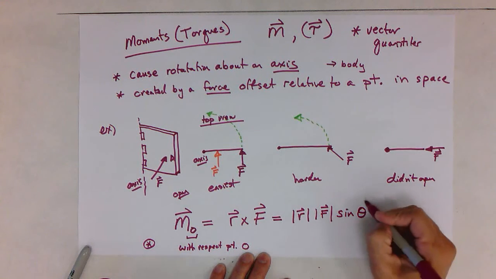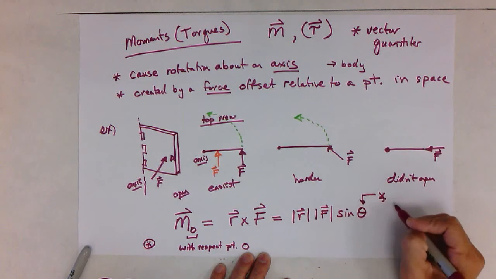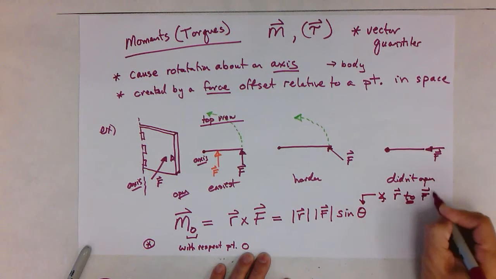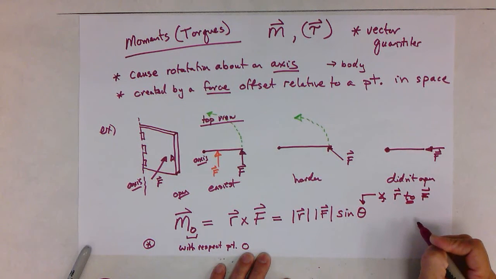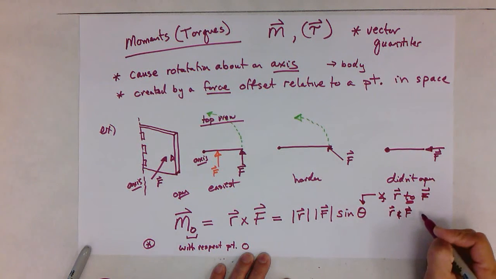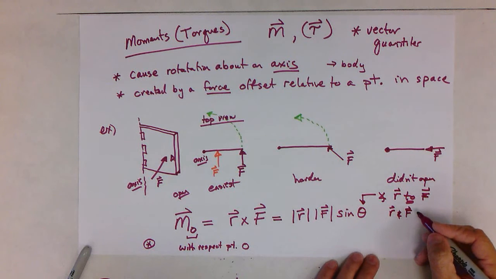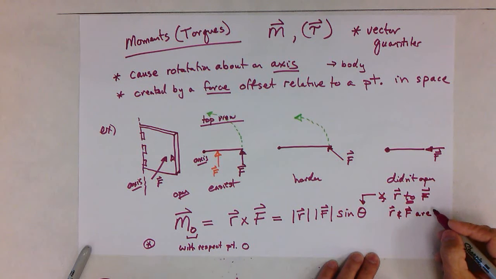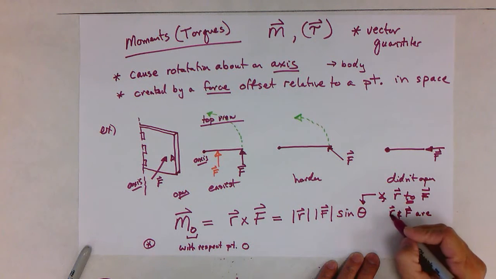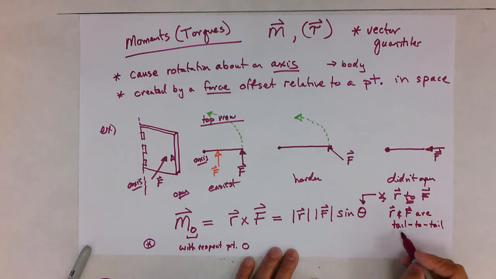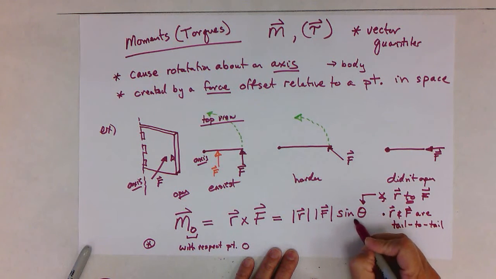And theta is the angle from R to F. R and F are tail to tail. I'll draw a picture in a moment, on the next page. Going tail to tail defines how we define this angle.